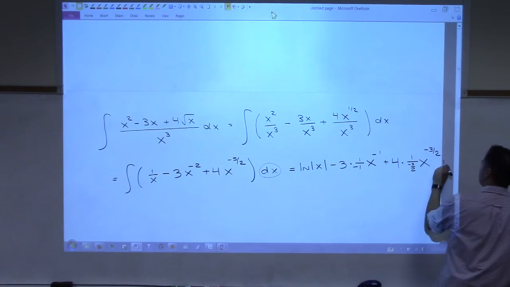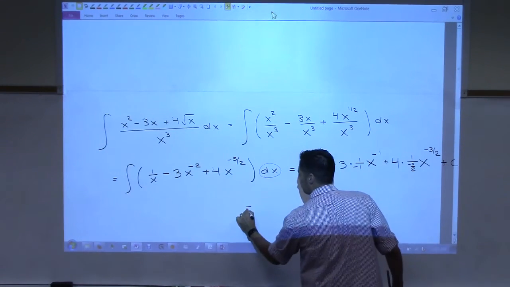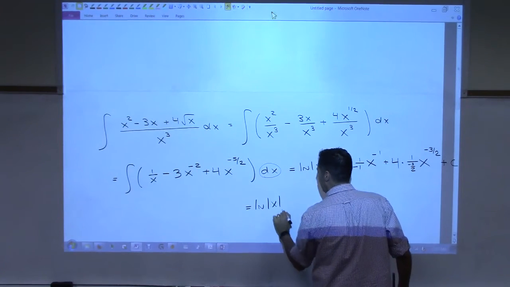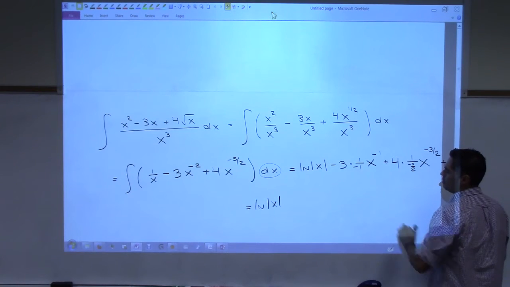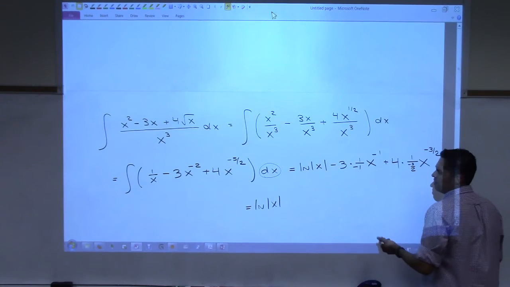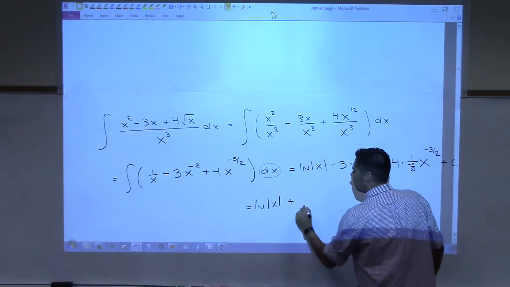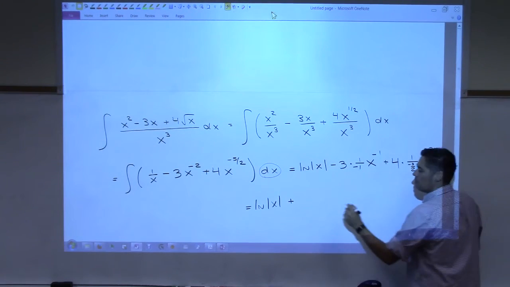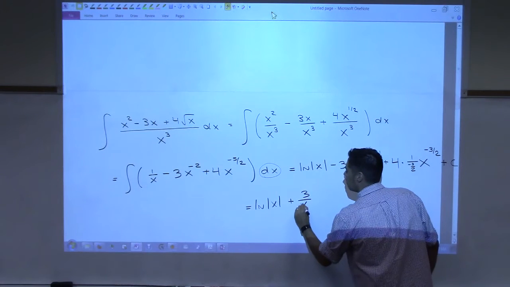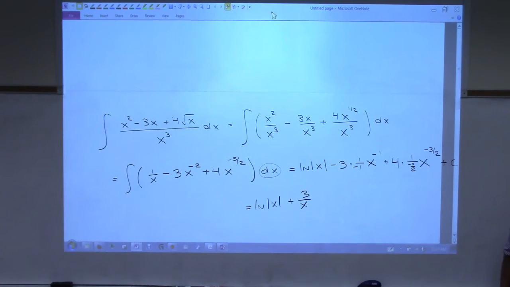Plus c. So this is going to be equal to natural log absolute value of x. What's this together here? Plus 3. Plus 3 x to the negative 1. Right? Okay, if I write it like that.